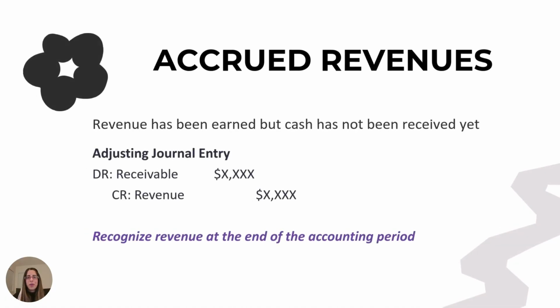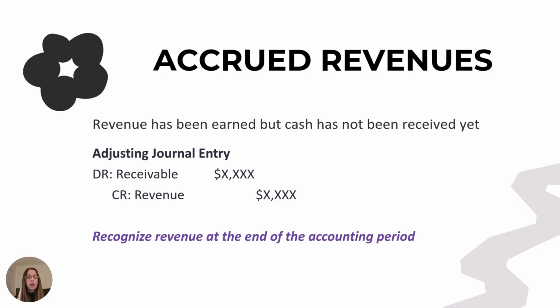So let's look at accrued revenues first. This is what happens when the revenue itself has been earned, but cash hasn't been received yet. So let's say I'm an accountant, I performed some accounting services for a client, all the work is done, I billed them, okay, but I just haven't gotten the cash yet for the work that has been completed. So at the end of the year, I want to record a journal entry to recognize the revenue.